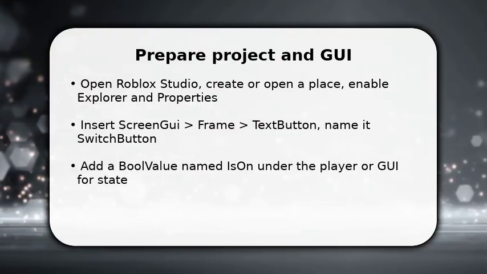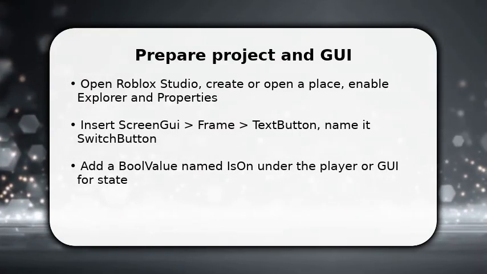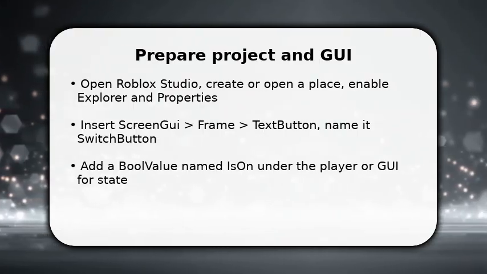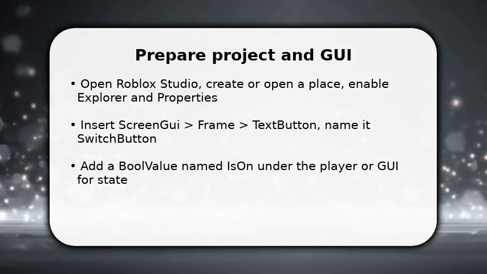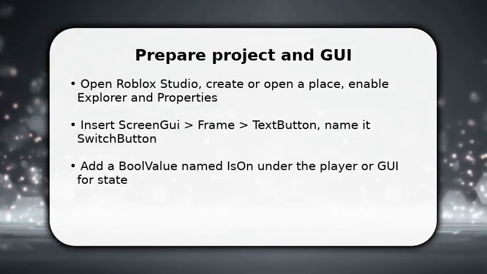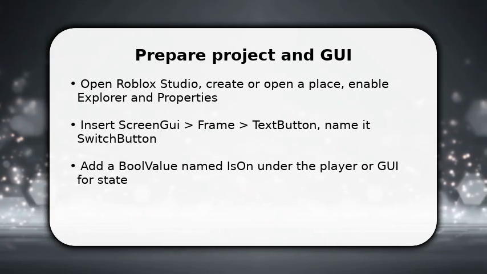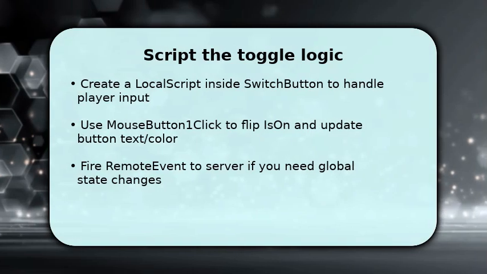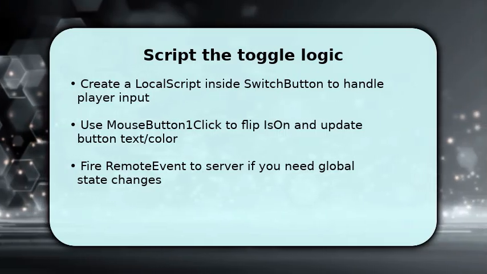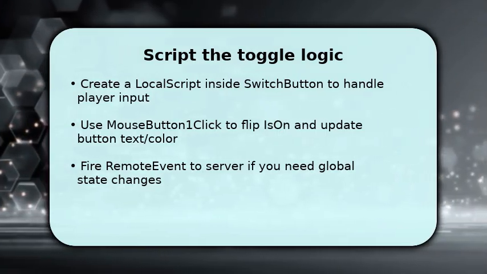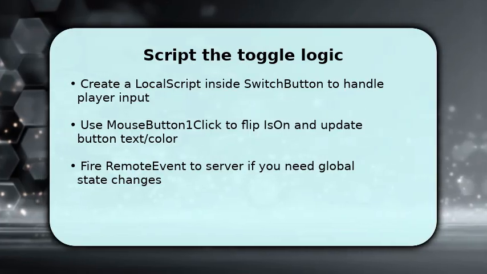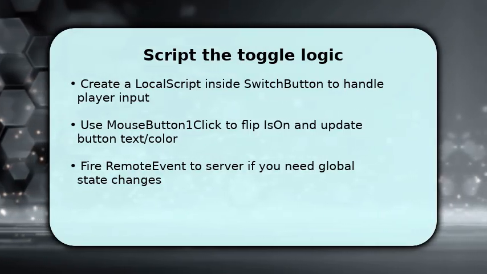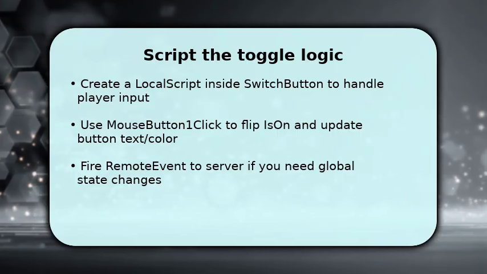Once done, position and style the button so its on/off visuals are clear, because readable feedback prevents confusion when you add scripting. You now implement the core toggle behavior and why each part matters. In a local script inside the switch button, connect mouse button one click to flip the is_on bool value and immediately update the button text and color for instant feedback. This keeps the UI responsive.